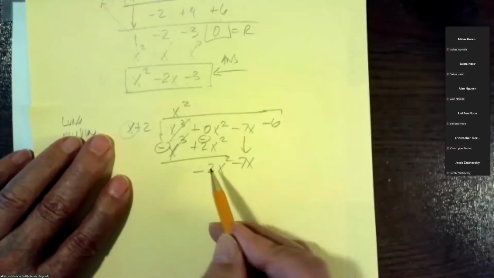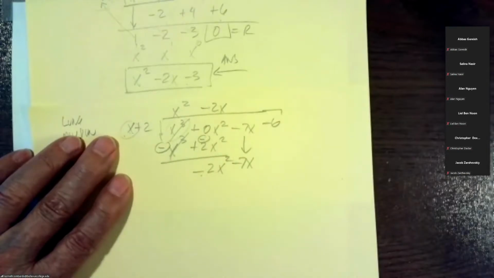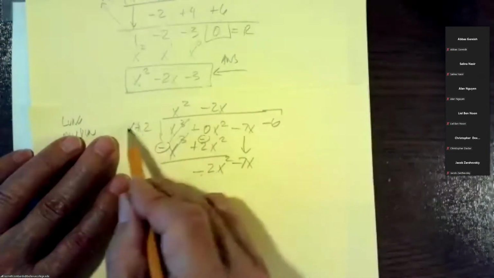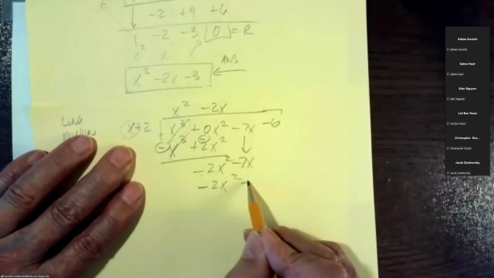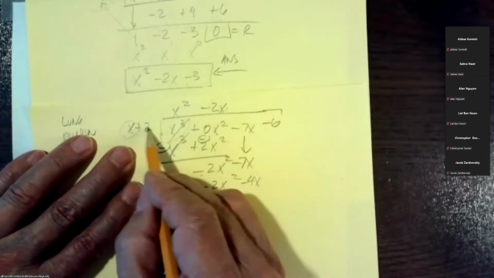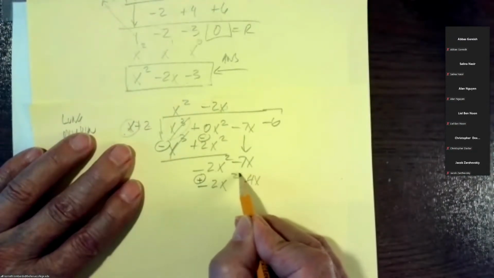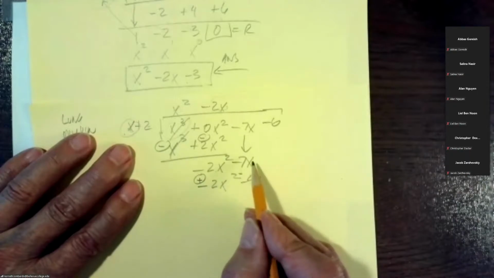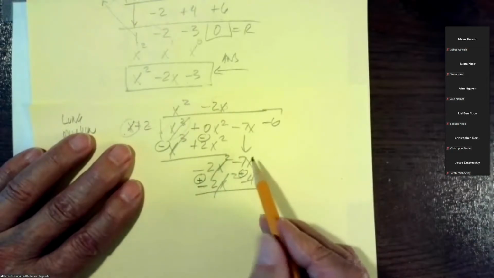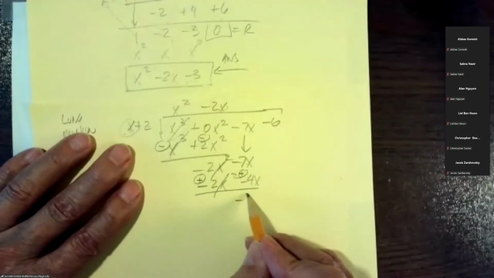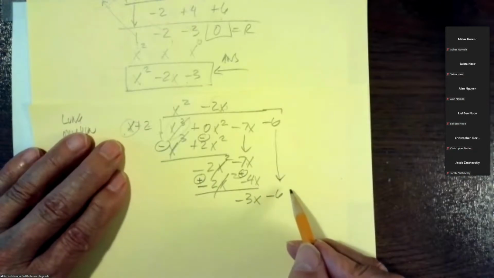Do our division again. Positive, negative, so that's going to be negative. X into 2x squared is 2x. Do the multiply, and I get negative 2x squared minus 4x when I do the multiply by each of these terms in the binomial. And then I combine by subtracting. So this negative becomes a positive, this negative becomes a positive. Those cancel. Negative 7, positive 4 gives me negative 3x. Bring down my 6, negative 6, and repeat.